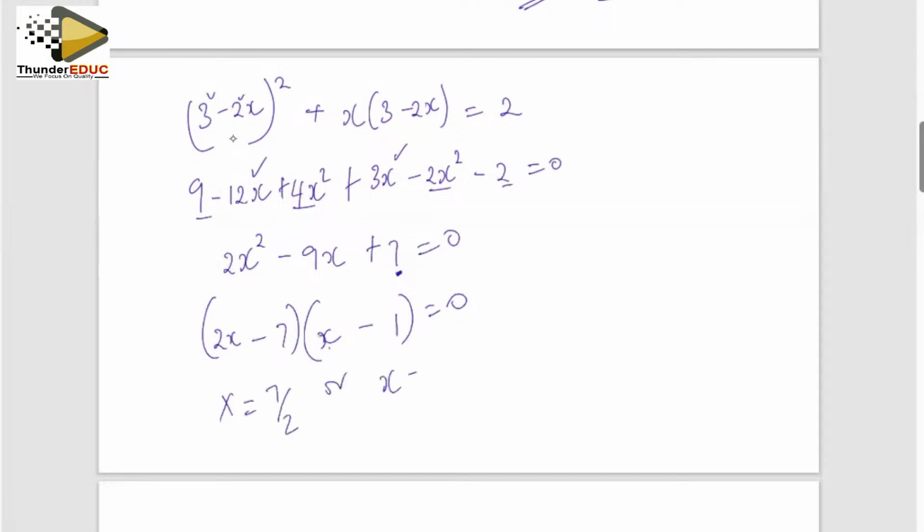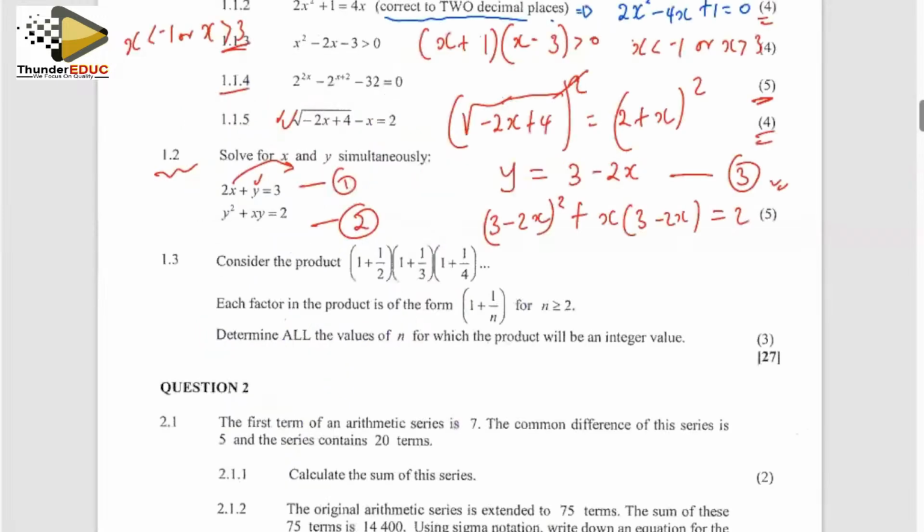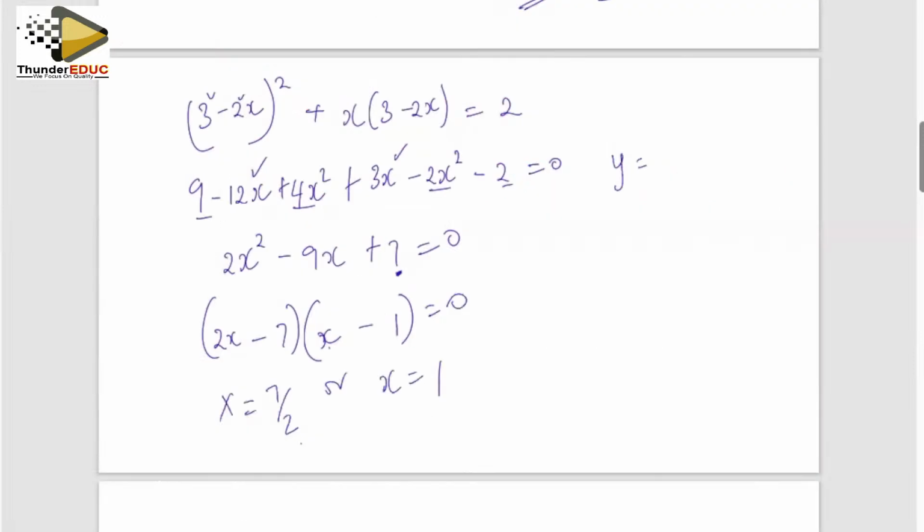So x is going to be a 1 if I use this bracket. X is 7 over 2. If I use this bracket, x is a 1. Okay, so we need to substitute these values into equation number 3, which equation was telling us that it should be 3 minus 2x. So substitute x into equation 3.